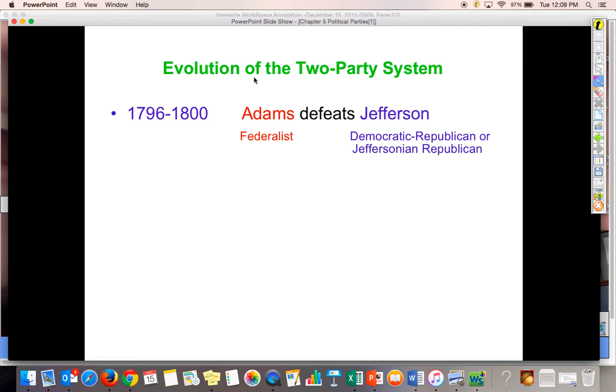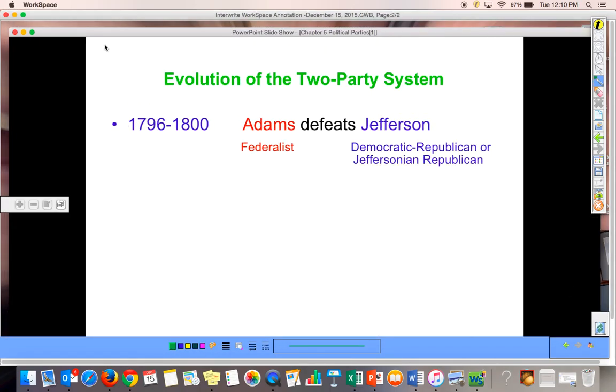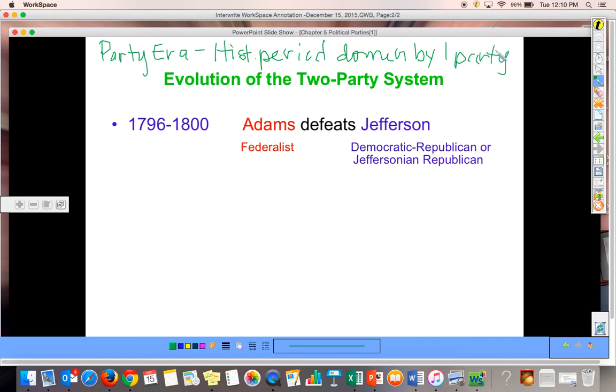All right, the main part that you need to understand, there are several key terms that I want to make sure that you know as we go through this. Before we even start, I want to make sure that you know what a party era is. This is just a historical period in history dominated by one party. So when I talk about eras of party history or a party era, that means one political party is dominating for a certain number of years. Normally it's about 20 or 30 years.